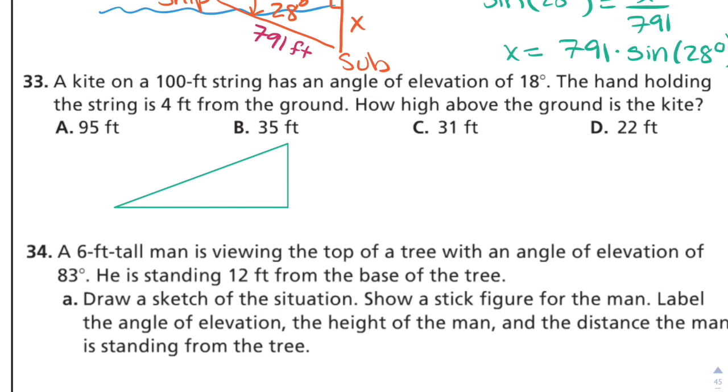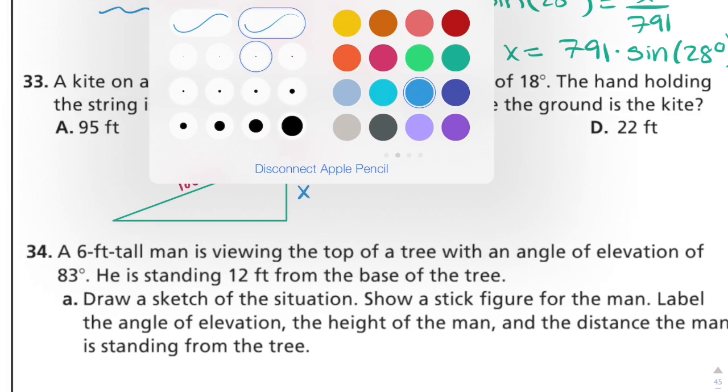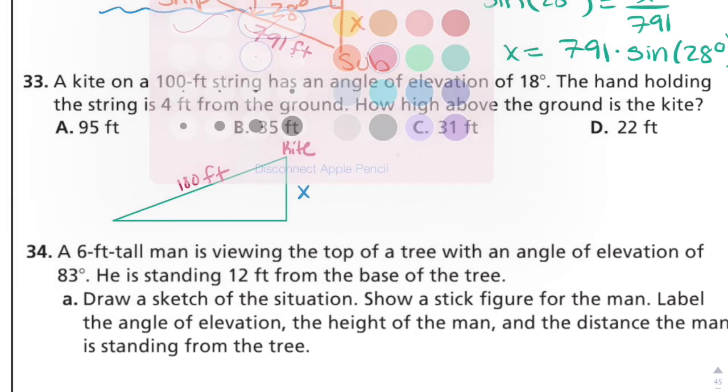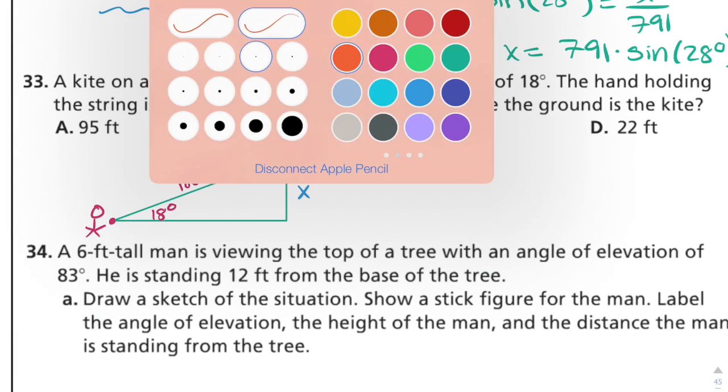And the kite is on a 100-foot string. So if this is the kite up here, this is the string connecting it. I'm going to label this 100 feet. Be careful. We don't know how high above the ground it is, but we do know it's on a 100-foot string. We're going to put the person over here holding it, the string that connects to the kite. And we want to know how high above the ground the kite is. We do know the angle of elevation is 18 degrees. So we have all the information we need.